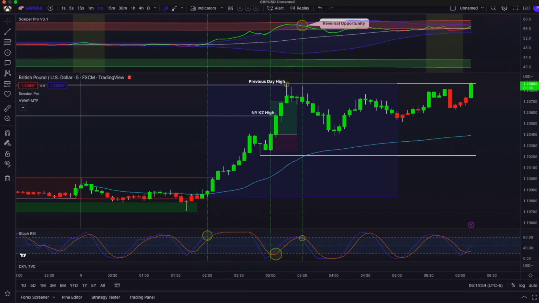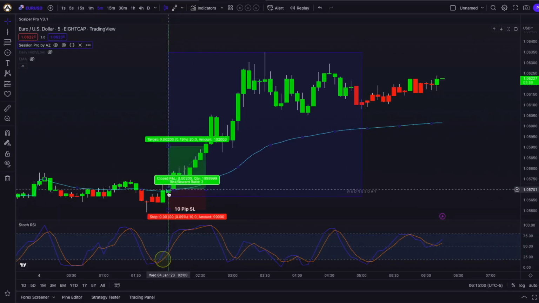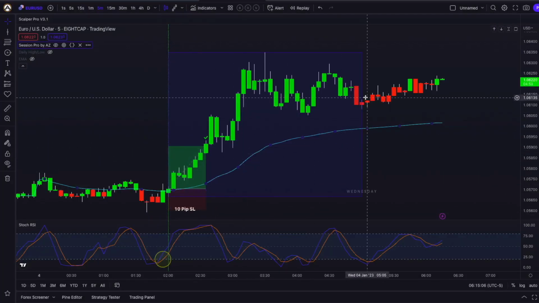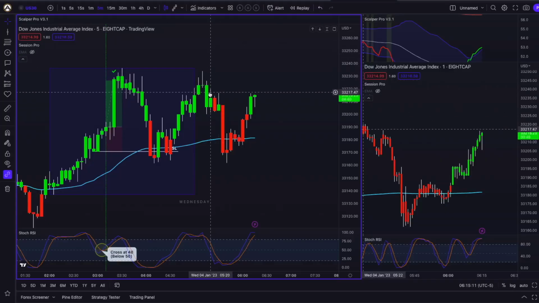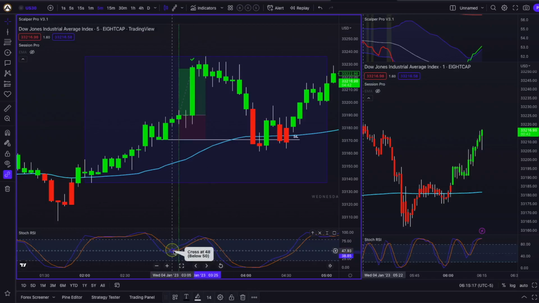So I decided to move over to the EURUSD chart right here, where the stochastic RSI was still below the 50 level at the time of the opening for a beautiful 20 pip movement to the upside with a 10 pip stop loss. I also have an example on US30 right here, where we got a beautiful entry with a cross at 48. So if we hover at that cross, we see the value on the right side at 47.93. So a cross below 50.